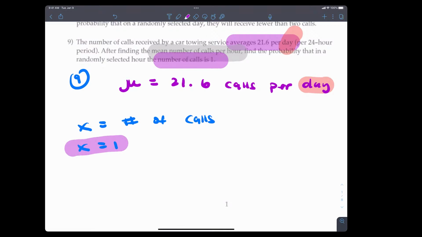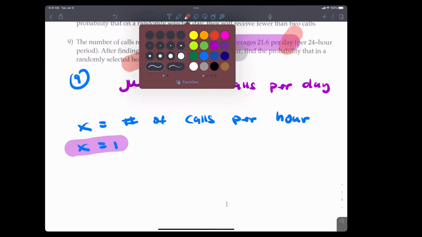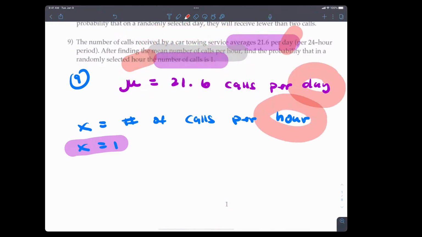But that's now in a different interval because they're saying find the probability that in a selected hour. So X is the number of calls, not per day, but per hour. This is a different interval. So I'm going to highlight this, ladies and gentlemen. This is going to open the door to some other idea we have to do first. Now, they gave us 21.6 calls per day. And remember, there are 24 hours in a day.